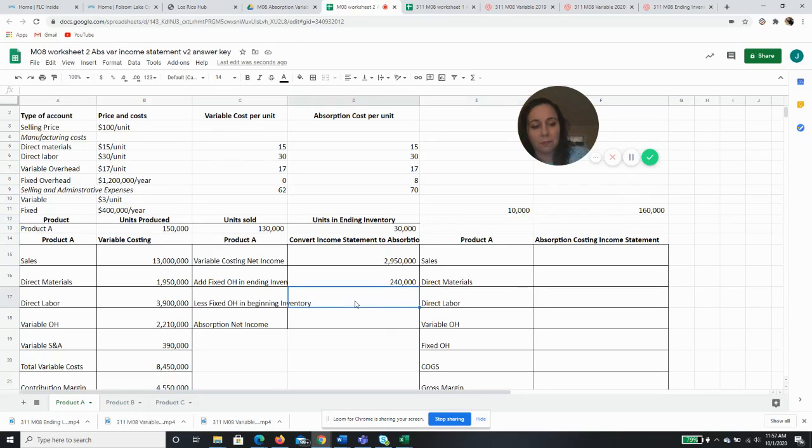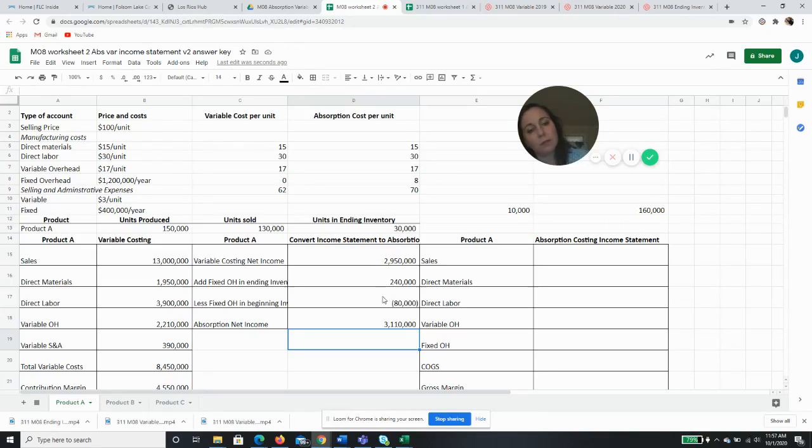So 10,000 beginning inventory times $8 is how much fixed overhead is in that beginning inventory under absorption costing. And so I'm going to add my variable net income plus my fixed overhead in ending inventory under absorption minus fixed overhead in beginning inventory under absorption. And that tells me that I should expect to have an absorption net income of $3,110,000.